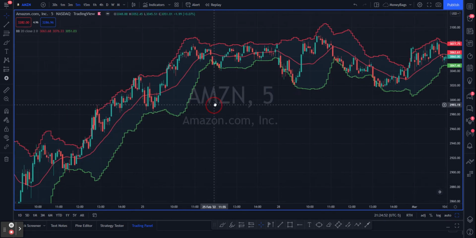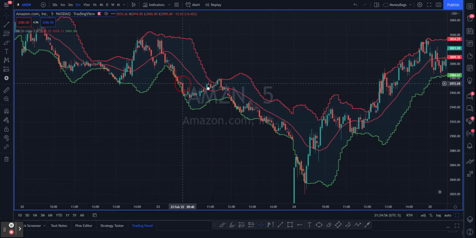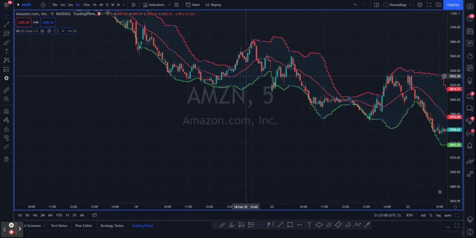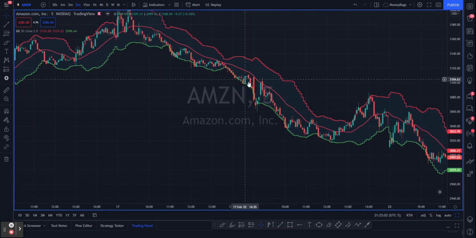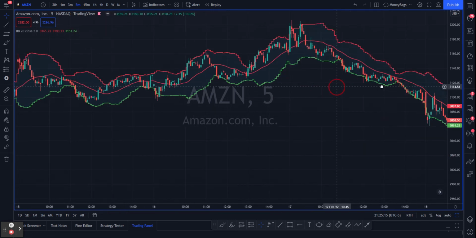You can see that if you look at this chart as I just scroll through it, there's not a lot of times where price comes out of the band. And if it does come out of the band, it returns to the mean. It reverts to the mean. So you're saying that this is oversold at the bottom band, overbought at the top band, right?